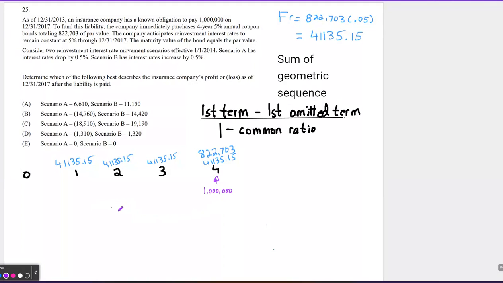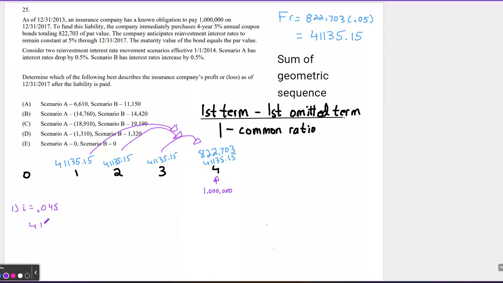All right, so we have two reinvestment case scenarios. Let's break it down. Under case 1, we're going to have to accumulate. Either way, we're going to have to accumulate all of these. We're just working with different interest rates. Under scenario 1, i equals 0.5% less than 5%, so 0.045. Let's deal with the 41,135 first.